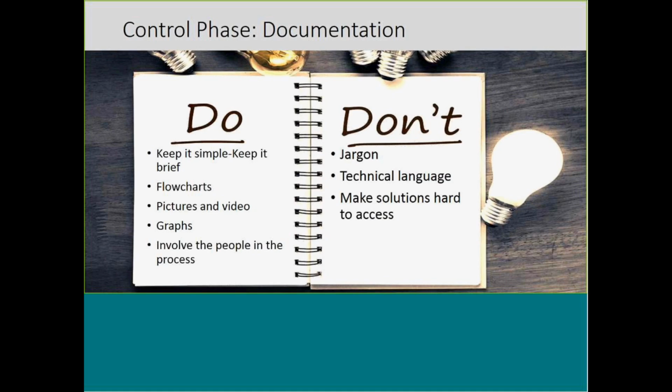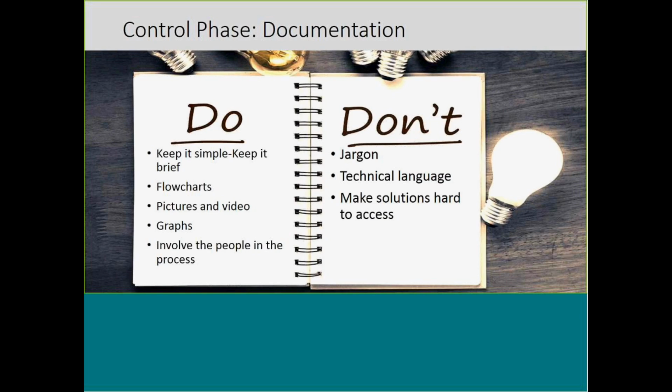A, B, C, D. This is it. This is the step. Include graphs, if you can, running graphs at the actual station where the work is being completed so that people can see how they're doing. It's a great document, an actual running chart to see how people are doing.